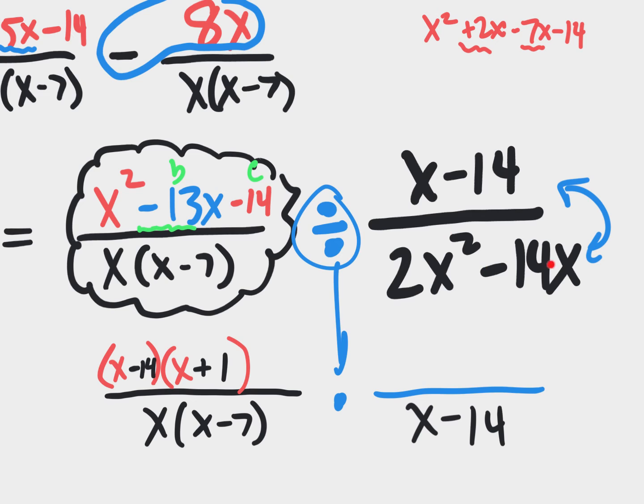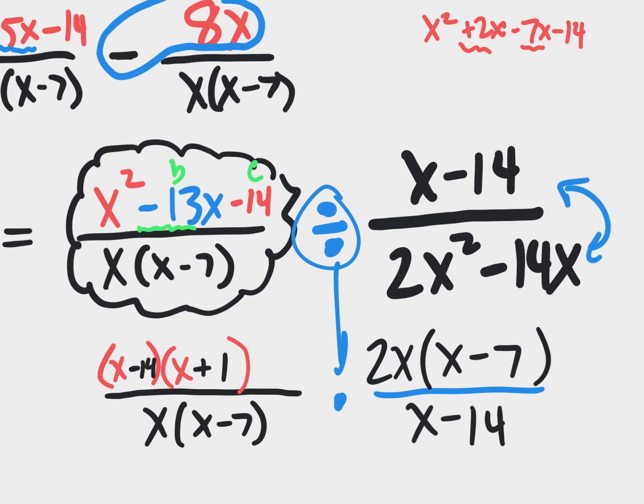Now, the 2x squared minus 14x, when I move it up, I could pull out what? A 2 and an x. 2x is the GCF. When you pull out the GCF of 2x, what's left over on the inside? X minus 7. And now that we have factored everything, we have multiplication.